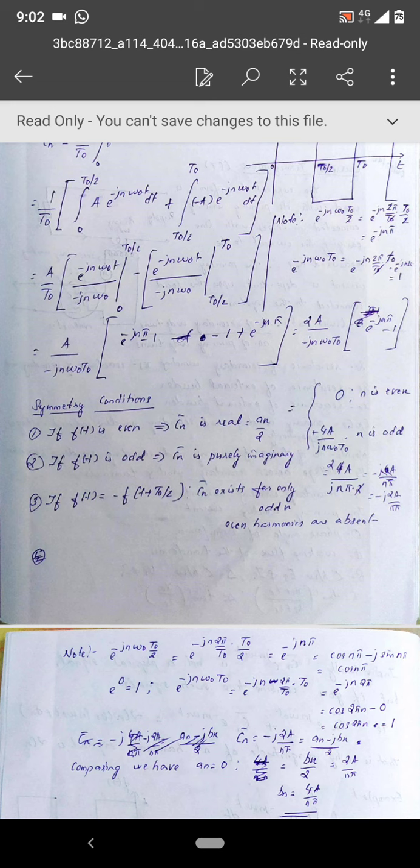So if j is attached to any Cn bar, then the angle is 90 degree. If it is minus j, the phase is minus 90 degree. And whatever is the magnitude of Cn bar can be represented for that n value. I'll just send that material. You can easily understand what is that frequency spectrum. And whenever you're finding the Fourier series, it is very important to draw and plot the magnitude as well as phase spectrum, and both are called the frequency spectrum.